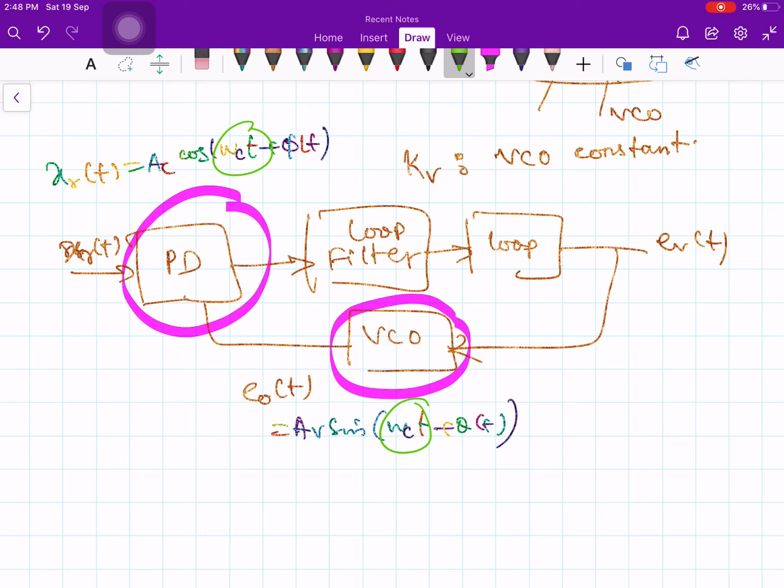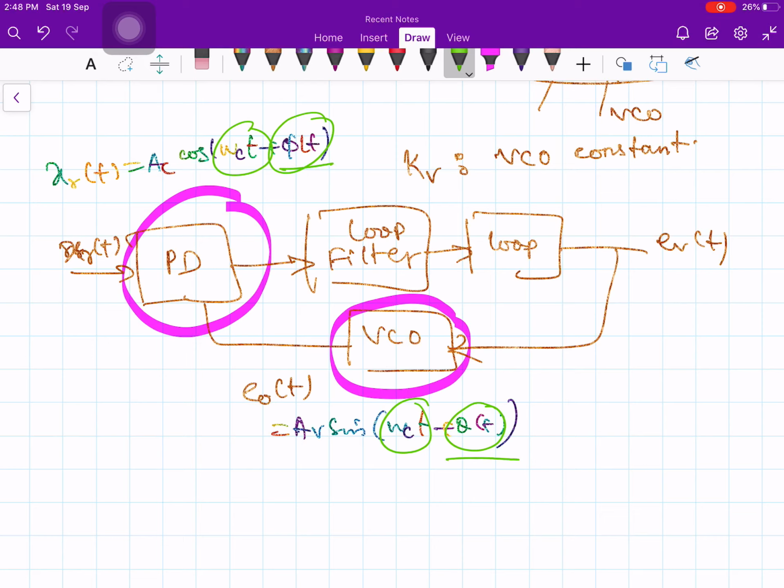In fact, for all practical purposes, what is it that I would like to do? I would like to see and understand how the phase locked loop produces an output whose instantaneous phase theta of t is close to the input phase, which is phi of t. So for all practical purposes, I need to consider this phi of t and theta of t.